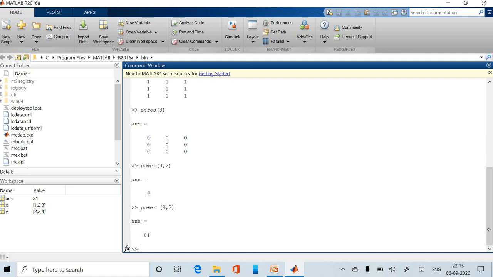Right. So whichever power you want to raise to, suppose you want to raise to 4, that also you can do power, comma, 3, comma, 4. So that will give me 3 to the power of 4. Yes, 81. Correct.